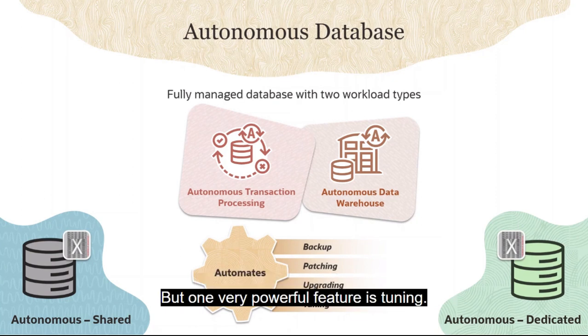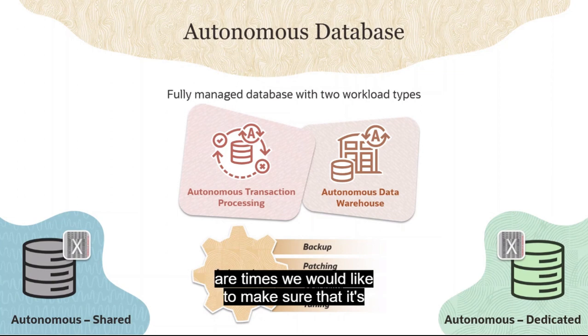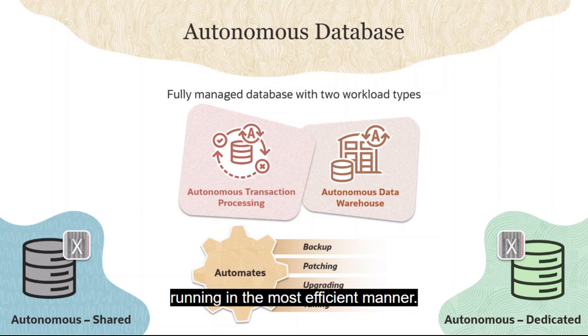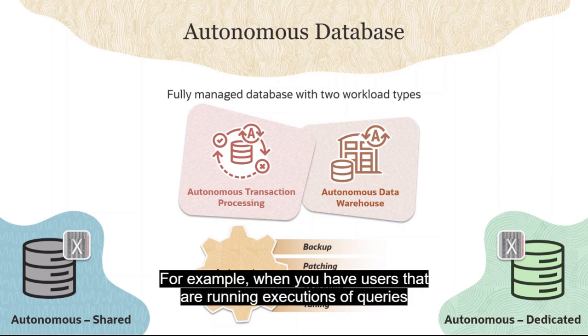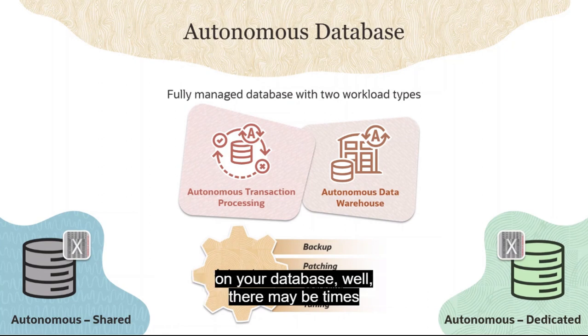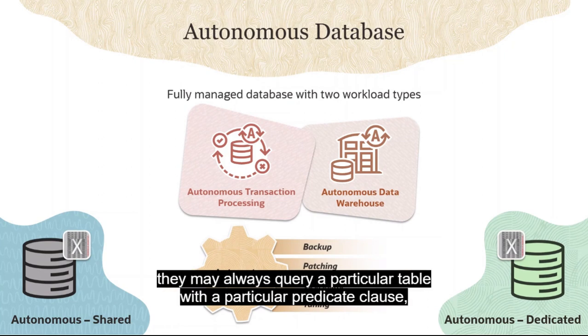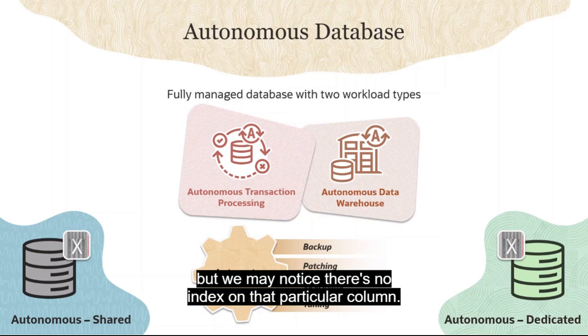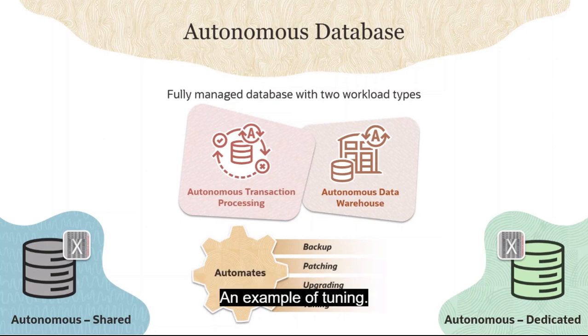But one very powerful feature is tuning. You can always tune your database, but there are times we would like to make sure that it's running in the most efficient manner. For example, when you have users that are running executions of queries on your database, there may be times they always query a particular table with a particular predicate clause, but we may notice there's no index on that particular column. So to help it run more efficiently, when there is a need for an index, we will automatically create it for you. An example of tuning.